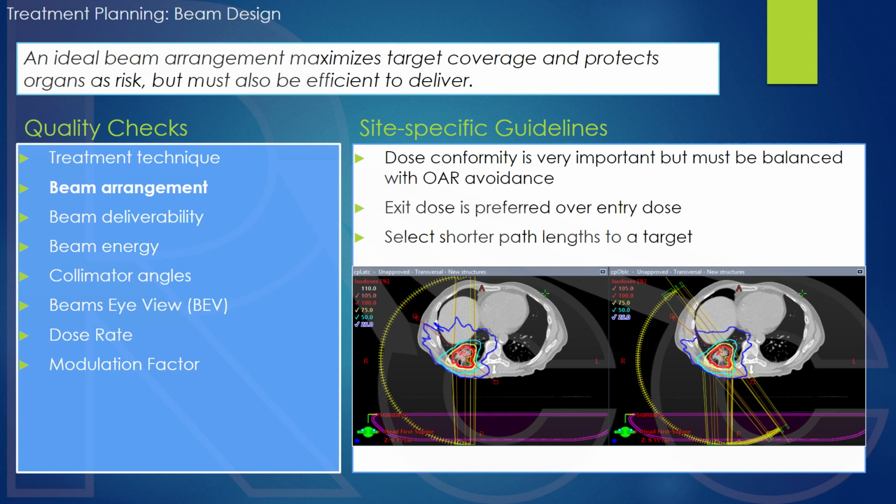So in this case, both of these arcs are 180 degrees, but in the plan shown at right, you can see that that 180 degrees has been shifted such that there's a component that comes from under the couch on the opposite side of the patient to avoid treating through the liver, while also avoiding the spinal cord and at the same time shortening the path length to the target.